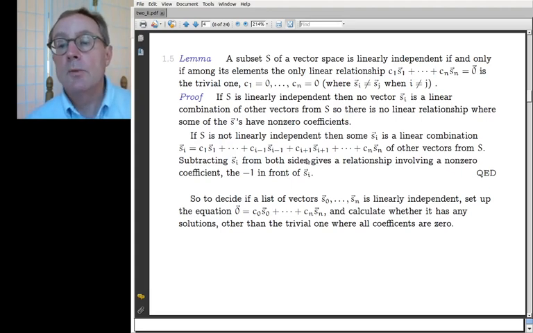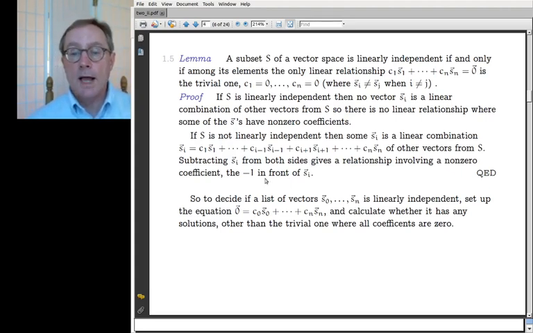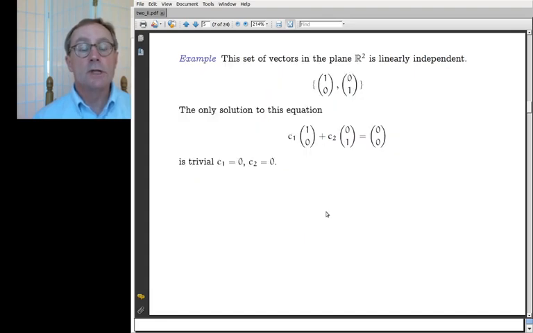Okay, so to decide whether a list of vectors is linearly independent, you set up the equation, you put 0 on one side, and you write a linear combination of the Si's on the other, and you do what it takes to figure out whether any solution exists other than all of the ci's being 0, other than the trivial solution. High time for a numerical example.